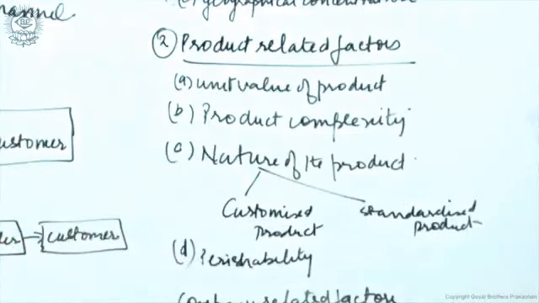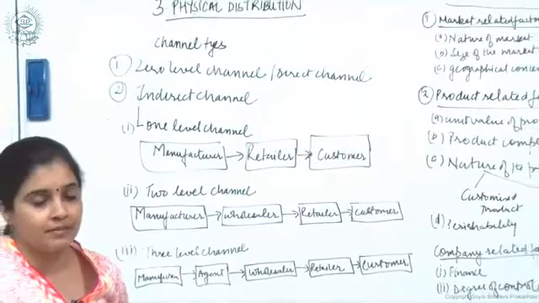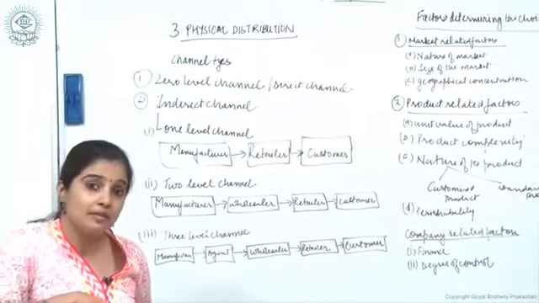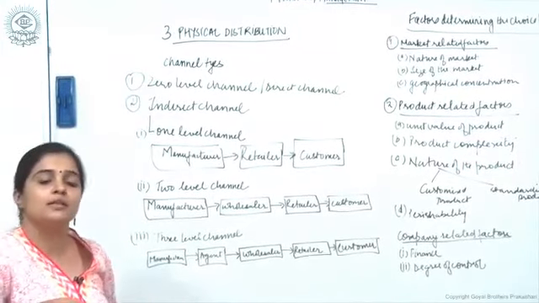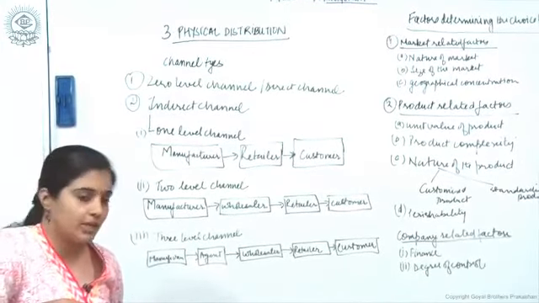Then the third point is nature of the product. Now if we are talking about a customized product, let's talk about jewelry, right? Everyone will like to have a different design of jewelry. In that case we prefer a direct channel or a zero level channel. Okay, the product will be made according to each one's specification, right? And if you are talking about a customized garment, then also the specification of each customer is going to be different from the other. In that case also zero level channel will be there.